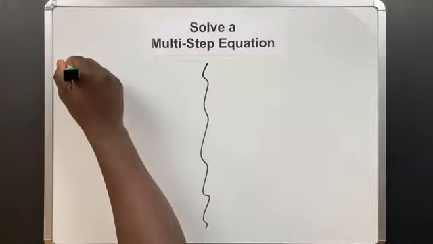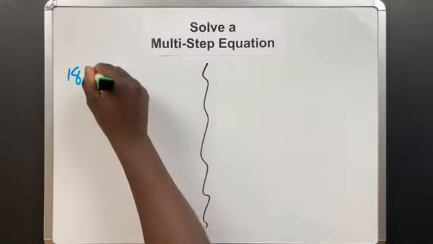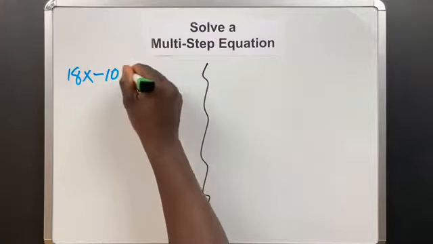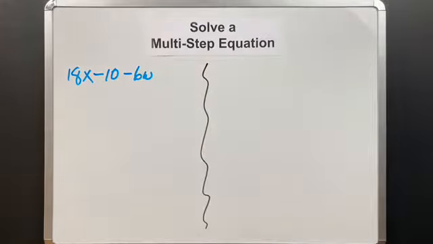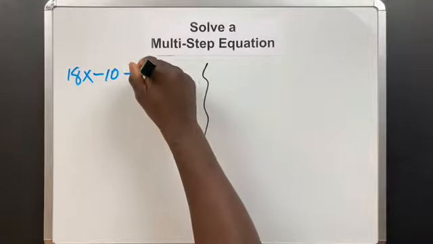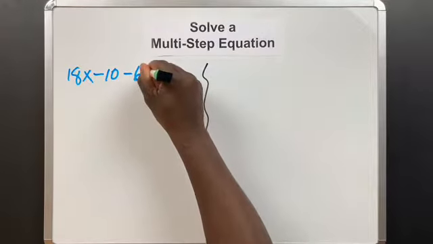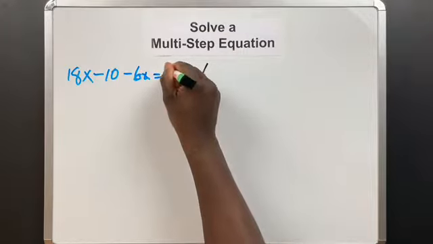so here we have 18 times x minus 10 minus 6 times x equals 50.